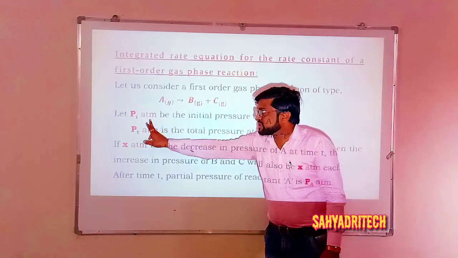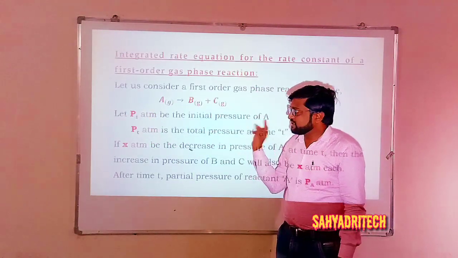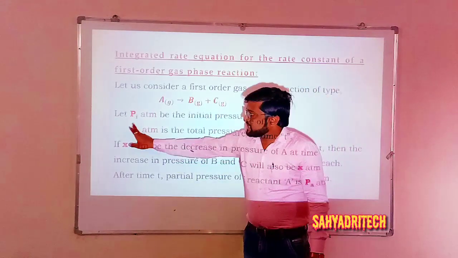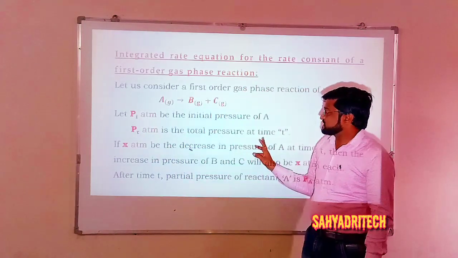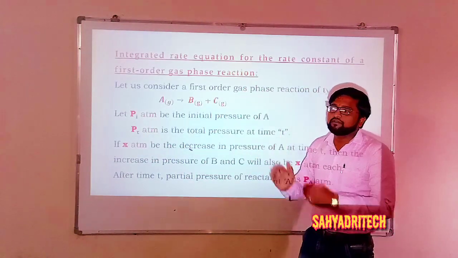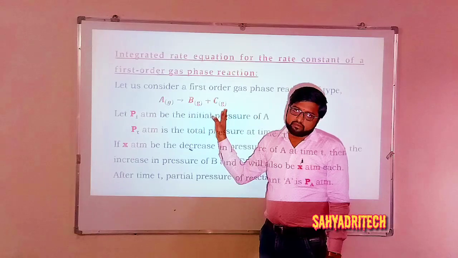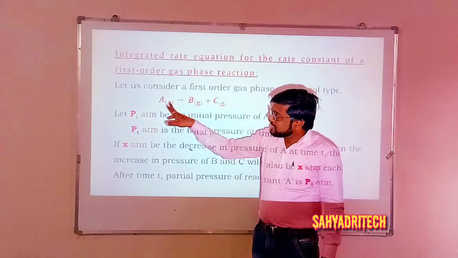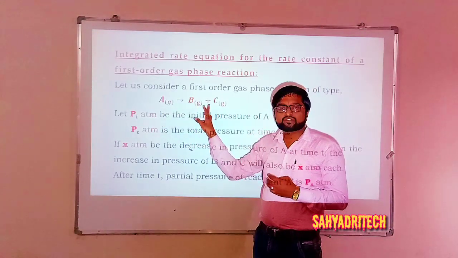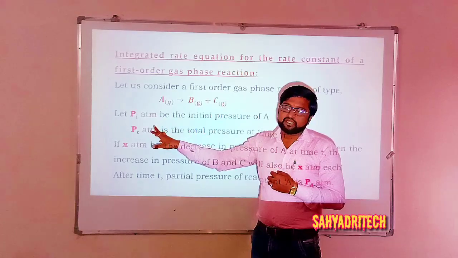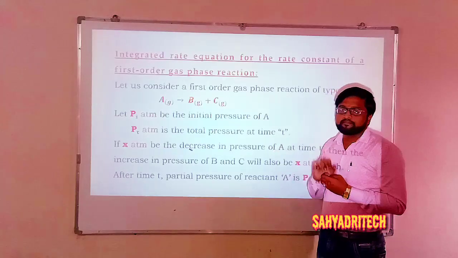So what Pi atmosphere indicates is the initial pressure of the reactant, that is, gaseous reactant A. And Pt atmosphere is the total pressure at a time t. Means after a certain time interval, part of the reactant gets converted into product molecules. Now at that time, A also exhibits its partial pressure, and the product molecules B and C also contribute towards the total pressure. Therefore, I consider Pt atmosphere as the total pressure at time t.